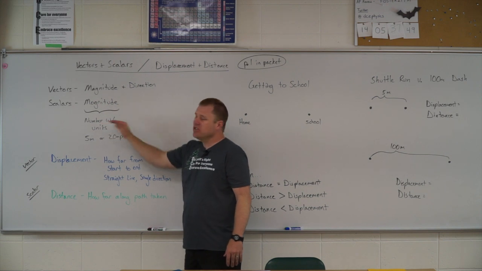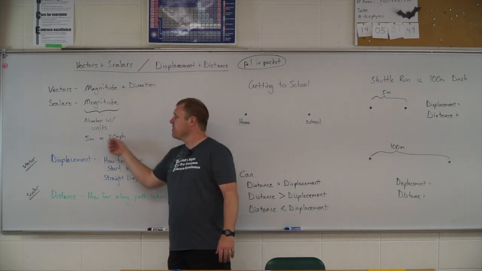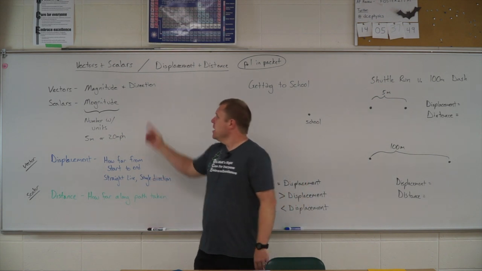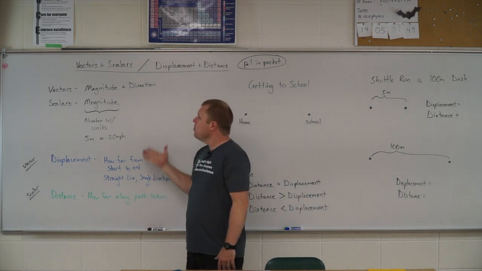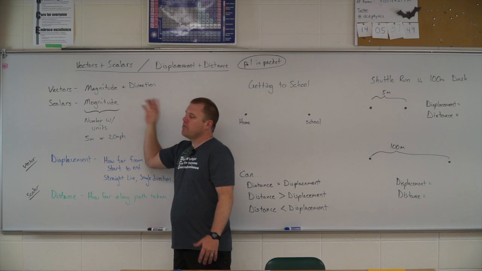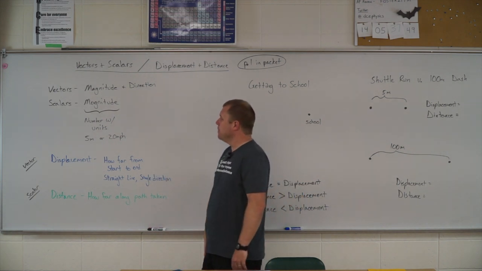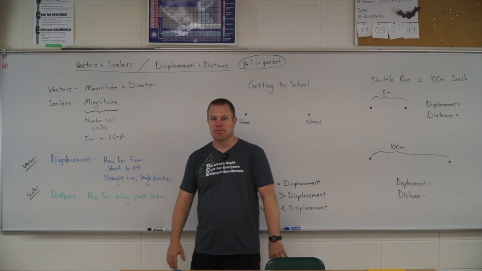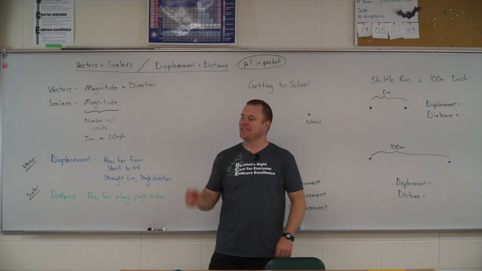A magnitude is just a number with units on it, so like 5 meters or 20 miles per hour. That's the magnitude. If we stick a direction on the end, we then have magnitude and direction. We have a vector. Unfortunately, due to copyright laws, I can't show you the little clip from Despicable Me, but if you were in class, you got to see that clip.